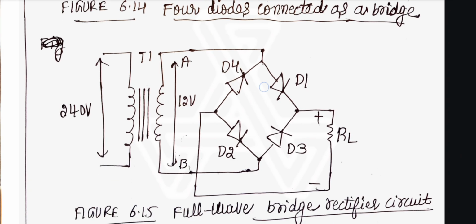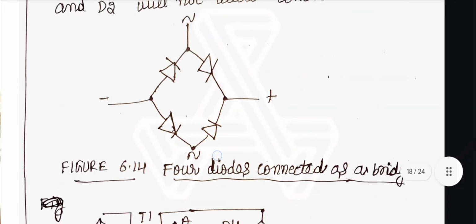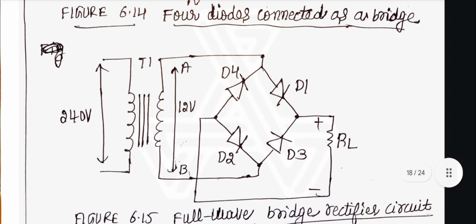240 volts, same thing, and in the transformer, A and B give 12 volts, and then four diodes connected as a bridge, D1, D2, D3, D4, plus RL. Full-wave bridge rectifier circuit.